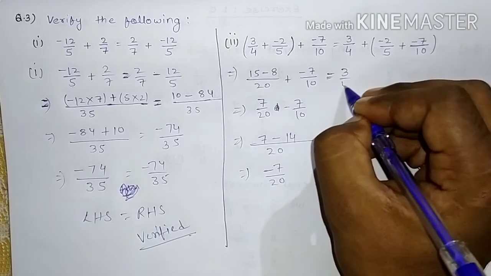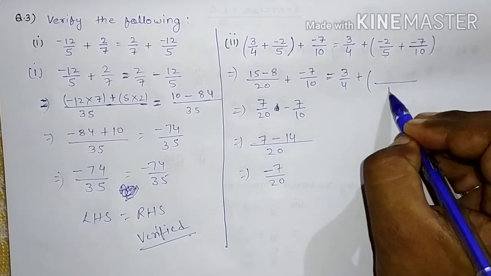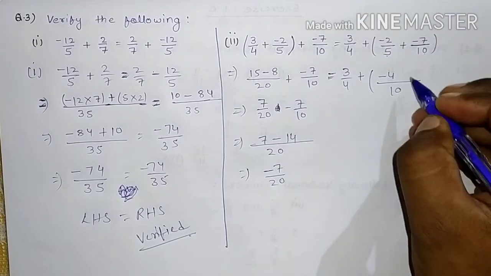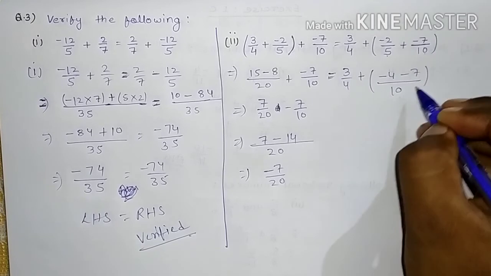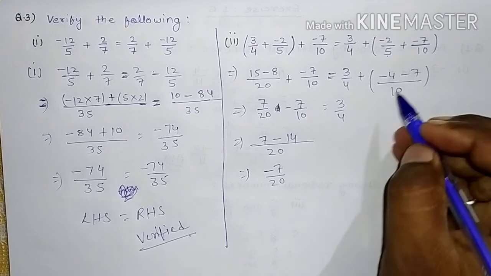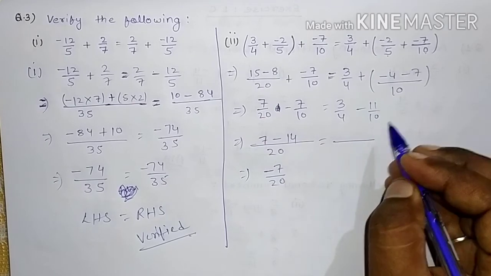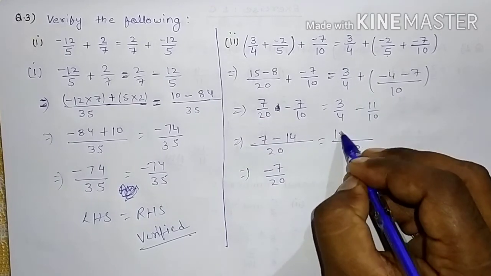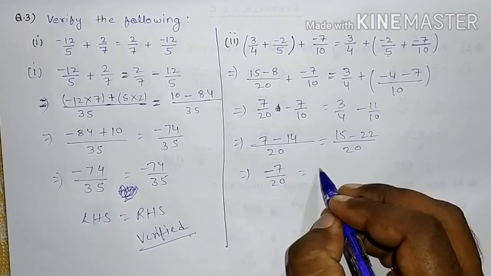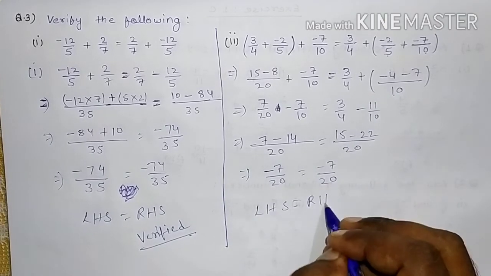Now we have to solve the RHS part. Again 3 by 4 plus, take the LCM of 5 and 10, that is 10. 5 times 2 is 10, 2 times 2 is 4, minus 4. Now 10 by 10 cancels out, and minus 7, so minus 11 upon 10. Again take the LCM of 4 and 10, that is 20. 4 times 5 is 20, 5 times 3 is 15, minus 10 times 2 is 20, 2 times 11 is 22. 15 minus 22 is minus 7 upon 20. Again LHS equals RHS, and it is verified.